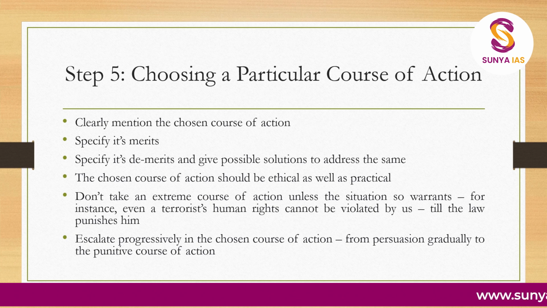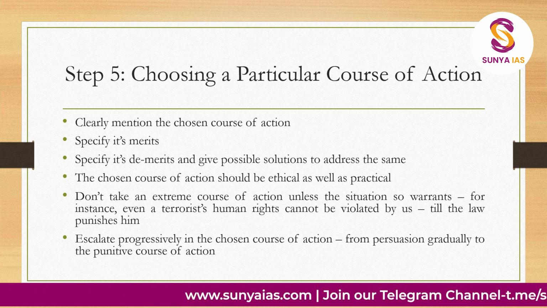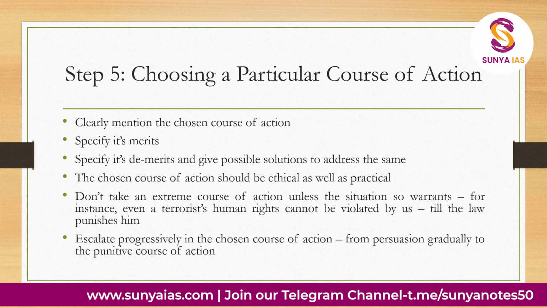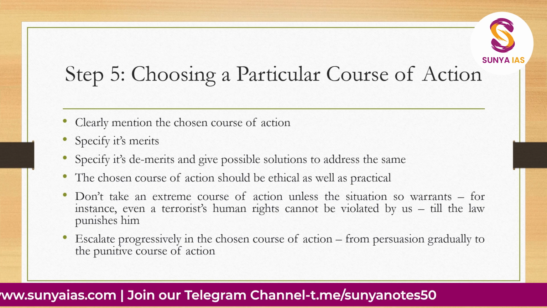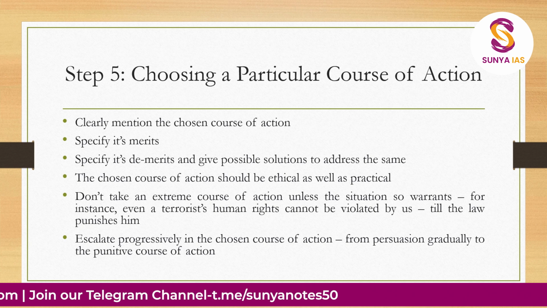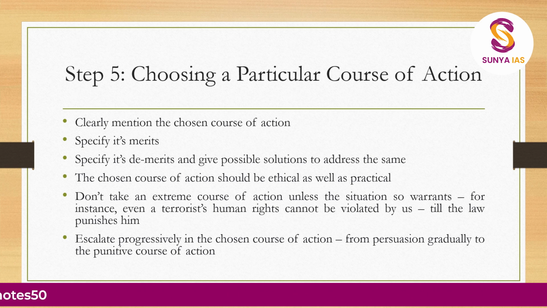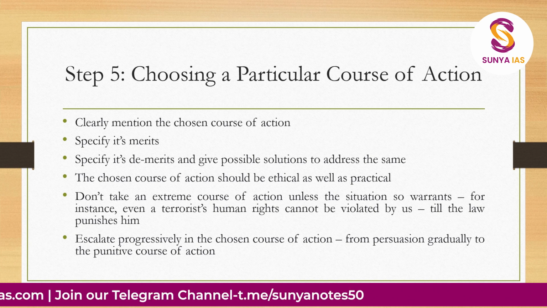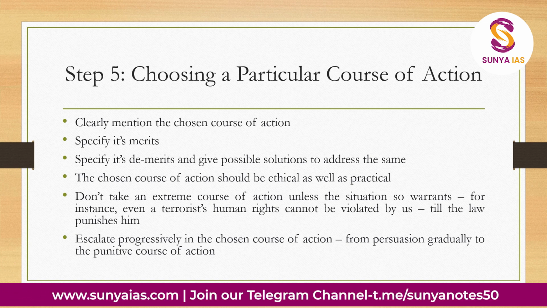Finally, you should escalate progressively in the chosen course of action. So first, you should try to persuade the person who is involved in wrongdoing. Then you can let him know that if he does not mend his ways, you will be taking one particular action. Then you go meet his superior. If he is also not cooperative, you go to the vigilance cell. So you should escalate progressively from persuasion gradually to the punitive courses of action, right?